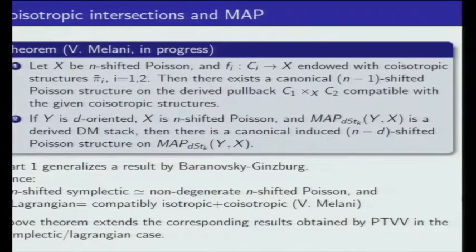And you have an analogous theorem for mapping spaces. If you map something which is d-oriented, for example a Calabi-Yau of dimension d, or a compact topological space of dimension d, to something which is n-shifted Poisson, then you get an (n-d)-shifted Poisson structure on the mapping stack. And since you can prove, though it took us a lot of time, that n-shifted symplectic is the same thing as non-degenerate n-shifted Poisson, this theorem is a generalization of the theorems that I stated in the symplectic case. It's funny to say, because it's two lines in the classical case, but here it's not that easy, at least in the Artin case. But it's true.